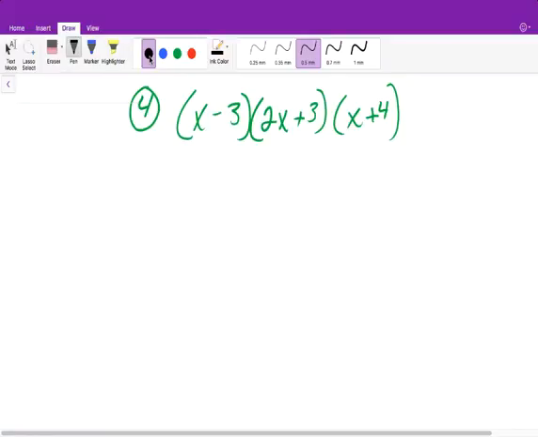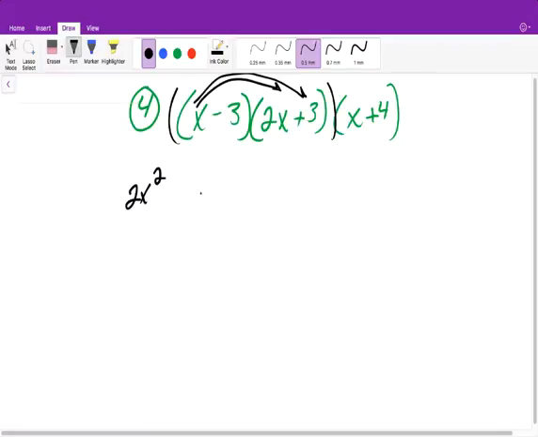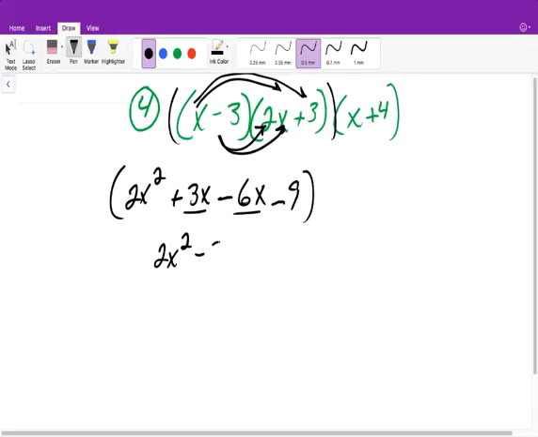For this one, remember, when you multiply, some of the mistakes are people distributing it all at once. We need to take 2 of our binomials, it doesn't matter which 2, and multiply them first. So we're going to distribute the x in, 2x squared plus 3x minus 6x minus 9. Then we're going to combine our like terms here, 3x minus 6x, so it's 2x squared minus 3x minus 9. And then we need to multiply our last binomial, x plus 4.